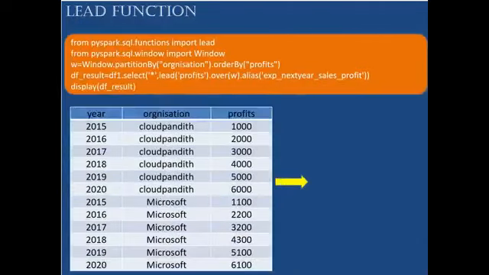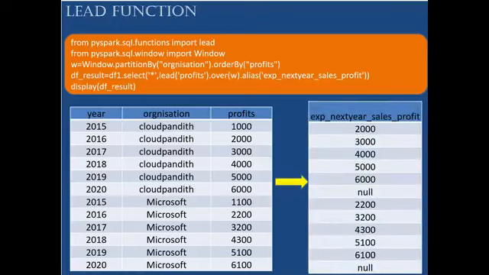Next, lead function. Lead means the reverse way. See this, here 6000 is null and 6000 will be moved to here, 5000 moved to here, 4000 moved to here, 3000 moved to here, 2000 moved to here. Expected next year sales is based on the previous year. Clear? See the example in 2015. I am just putting 2000 here. This is the expected sales, and maybe I have received the 2000 in the next year.